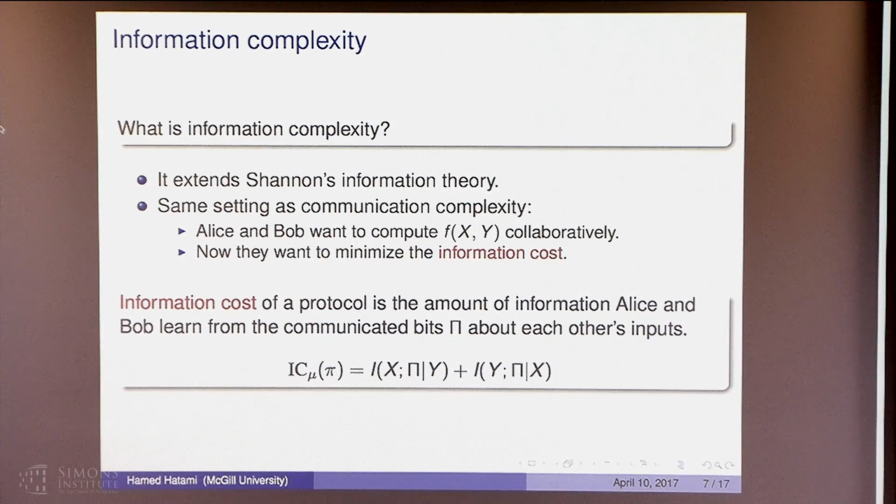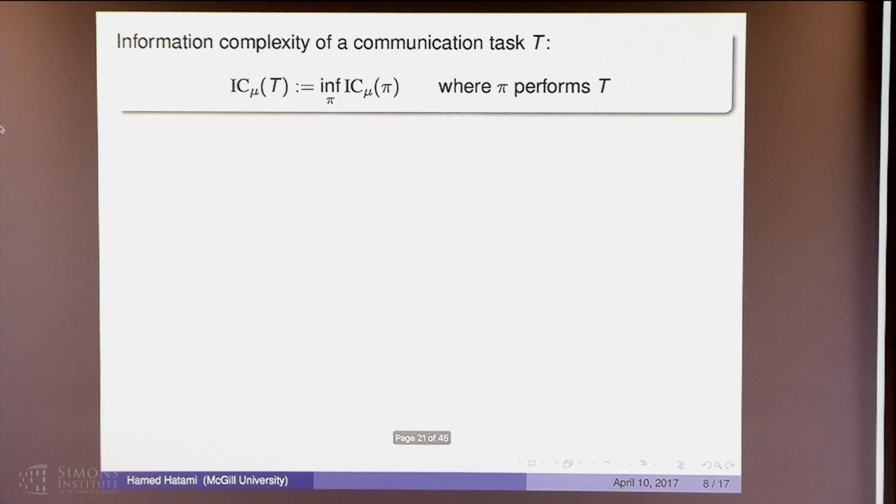So I'm going to denote that with this thing, information cost of pi with respect to measure mu. All right. So now if you have a communication task, of course, you can say how much do you need to pay in terms of communication costs to be able to perform this task? So that would be the infimum over all protocols that perform this task. So you look at their information costs of all of them, and you take the infimum.